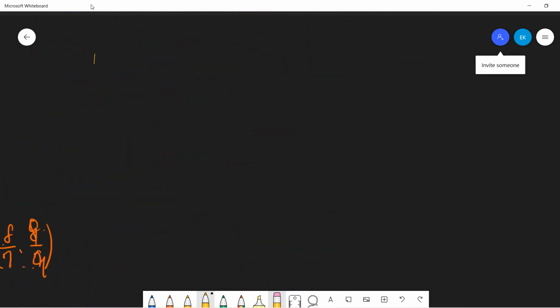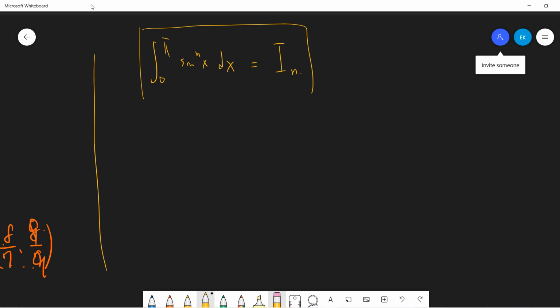Then the second way is usually more rigorous. It uses the integral from 0 to pi of sine to the power n of x dx. You can check out my video channel; I will leave the link below. Basically it is the reduction formula for this I_n. I don't want to waste time proving it because I already proved it.